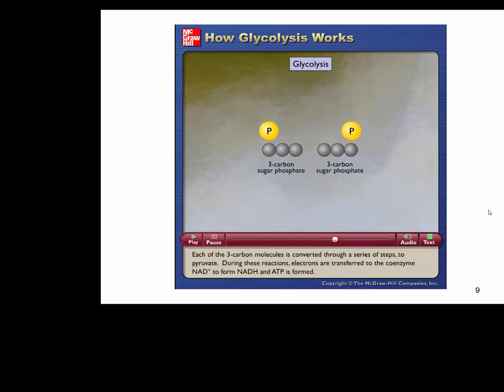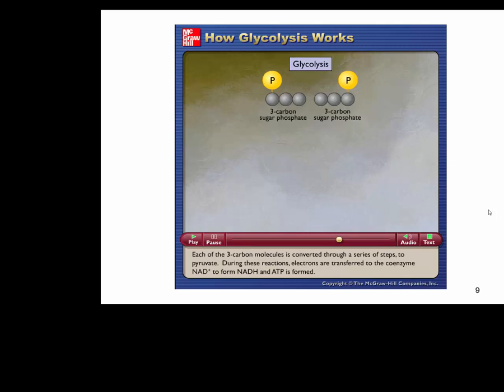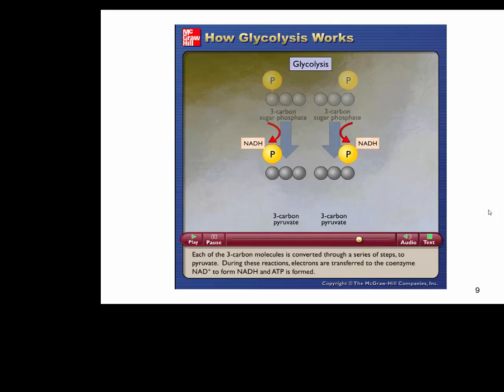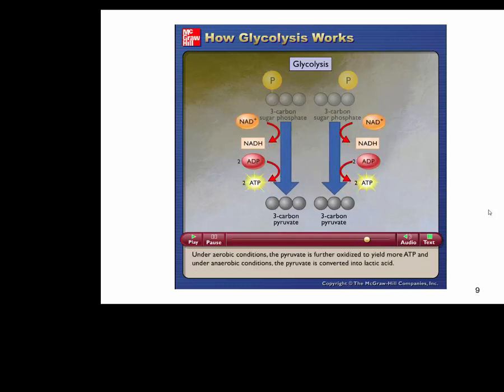Each of the 3-carbon molecules is converted through a series of steps to pyruvate. During these reactions, electrons are transferred to the coenzyme NAD+ to form NADH, and ATP is formed. Under aerobic conditions, the pyruvate is further oxidized to yield more ATP, and under anaerobic conditions, the pyruvate is converted into lactic acid.